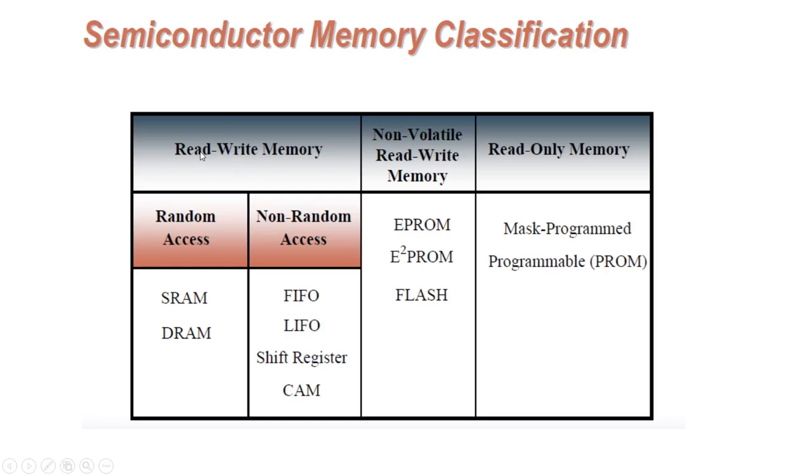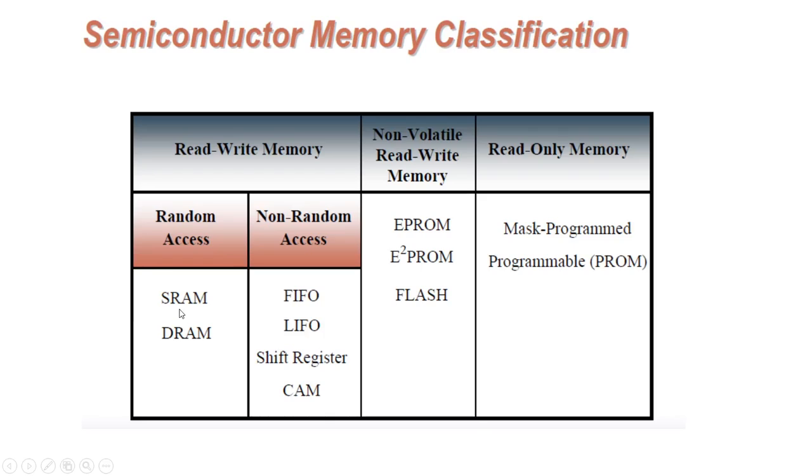Coming to the classification of read-write memories, we can say there are volatile and non-volatile read-write memories. In volatile read-write memories, the way you access the data depends on whether you can randomly access the data or whether you have to access it serially or sequentially. So there are again two categories. If we can access the data randomly from whichever location it is placed, it is called random access memory. In that we have two different categories, SRAM and DRAM.